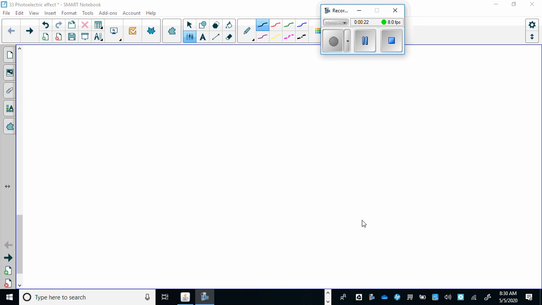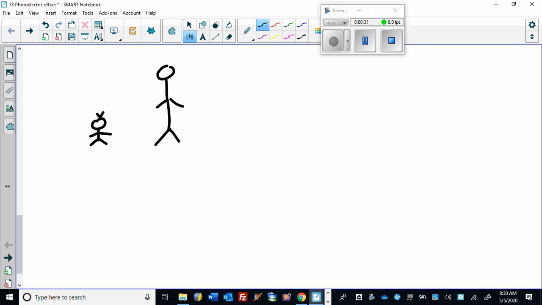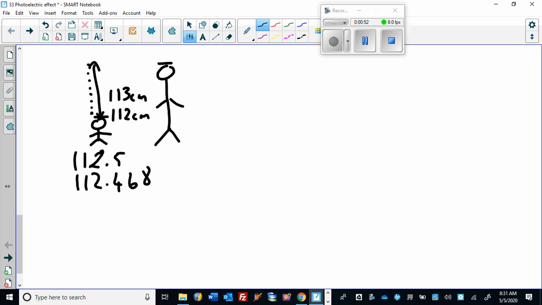And just to review that concept using the example I did yesterday, if you're a little person and you're going to someday grow into a big person, there are an infinite amount of heights that you will reach in between being this height and this height, right? You don't go from being 112 centimeters to 113 centimeters instantaneously. You have to go to 112.5 and 112.468 and 112.4689210.5, blah blah blah. You get the point. So that's continuous. But light is not continuous.